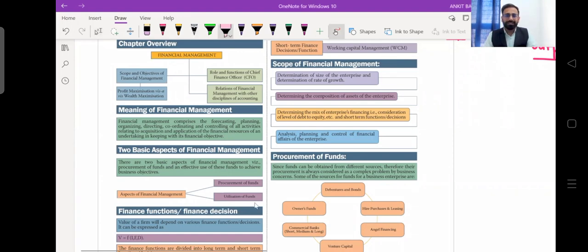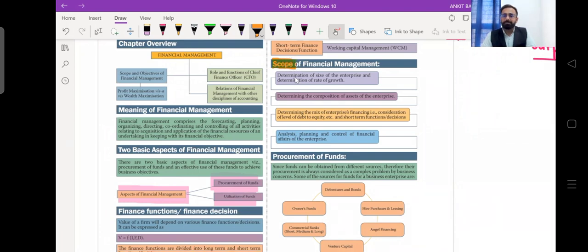So, we have already seen what finance actually is. Generally, there are two aspects of financial management. First is procurement of fund, from where you will be raising the money, and second is utilization of fund, or you can say allocation of fund. Now, if I talk about the scope of financial management, quickly we will read. There is no need of explaining anything here. So, what is the scope of financial management?